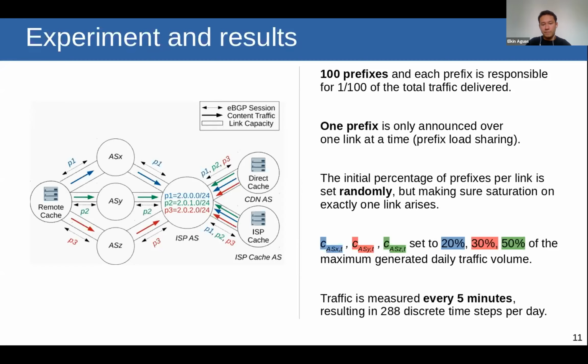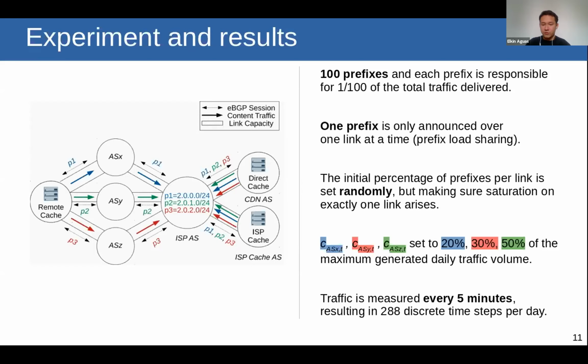And so we have the capacities, as I mentioned earlier. These are the capacities that the internet service provider is going to set for each link. So for this experiment, we set 20, 30, and 50% for the links ASX, ASY, and ASZ.